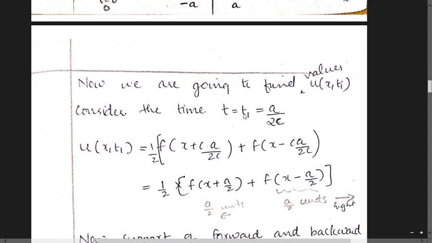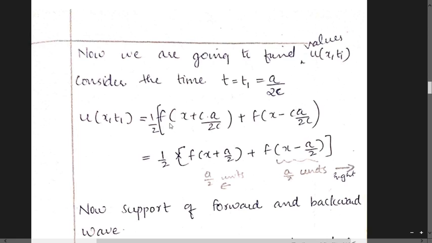Consider time t equal to t1, which is equal to a by 2c. We have to find u(x,t1) = 1/2 [f(x + c·a/2c) + f(x - c·a/2c)], which is equal to 1/2 [f(x + a/2) + f(x - a/2)]. This f(x + a/2) shows that the graph moves leftward by a/2 units, and f(x - a/2) shows that it moves a/2 units to the right side.